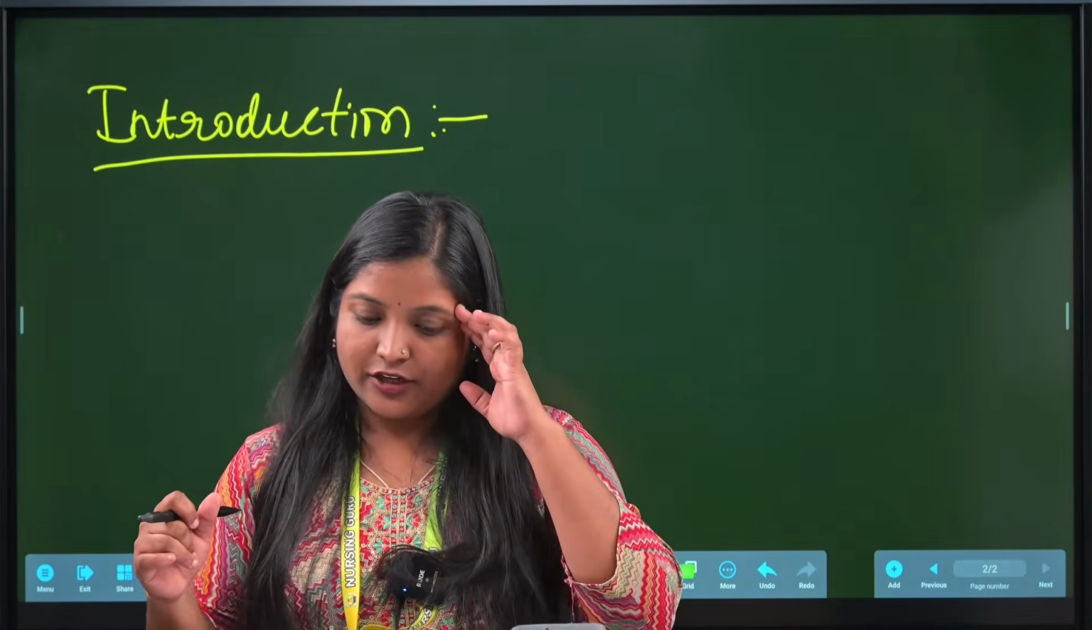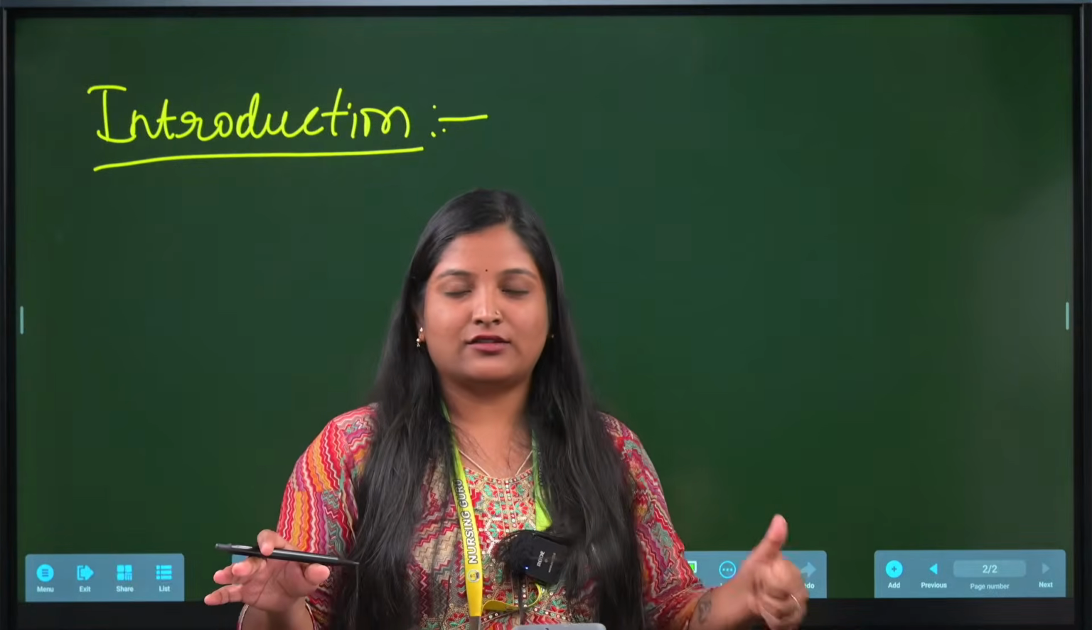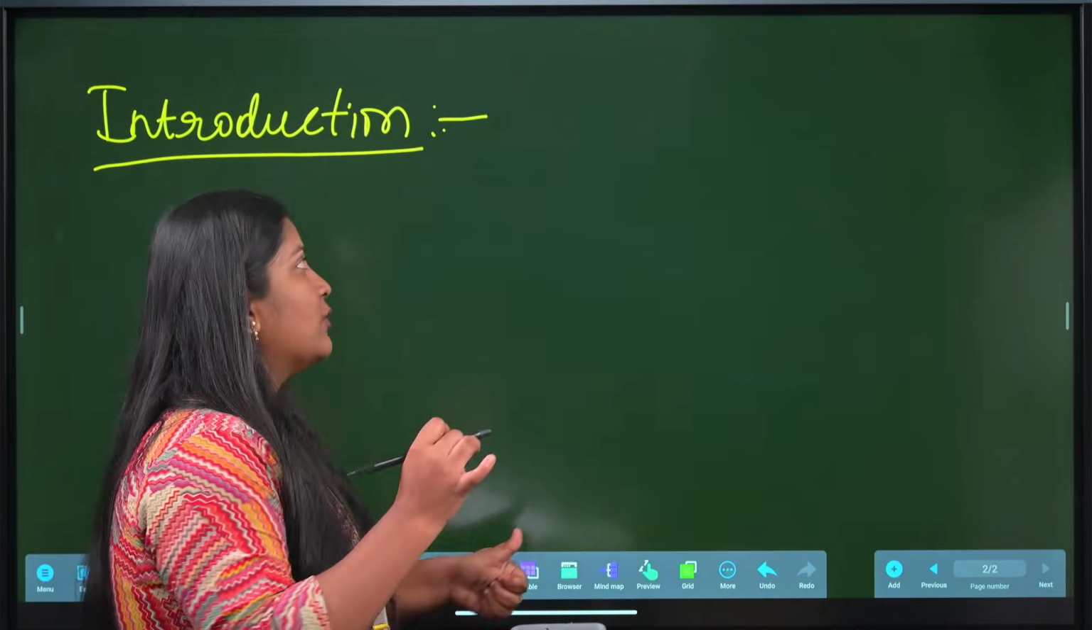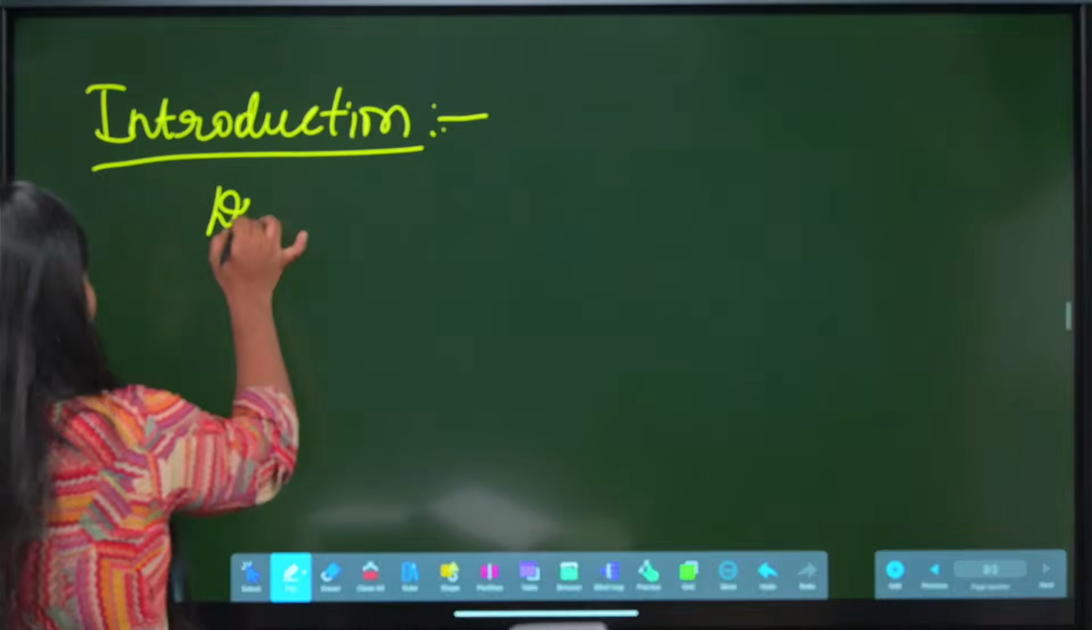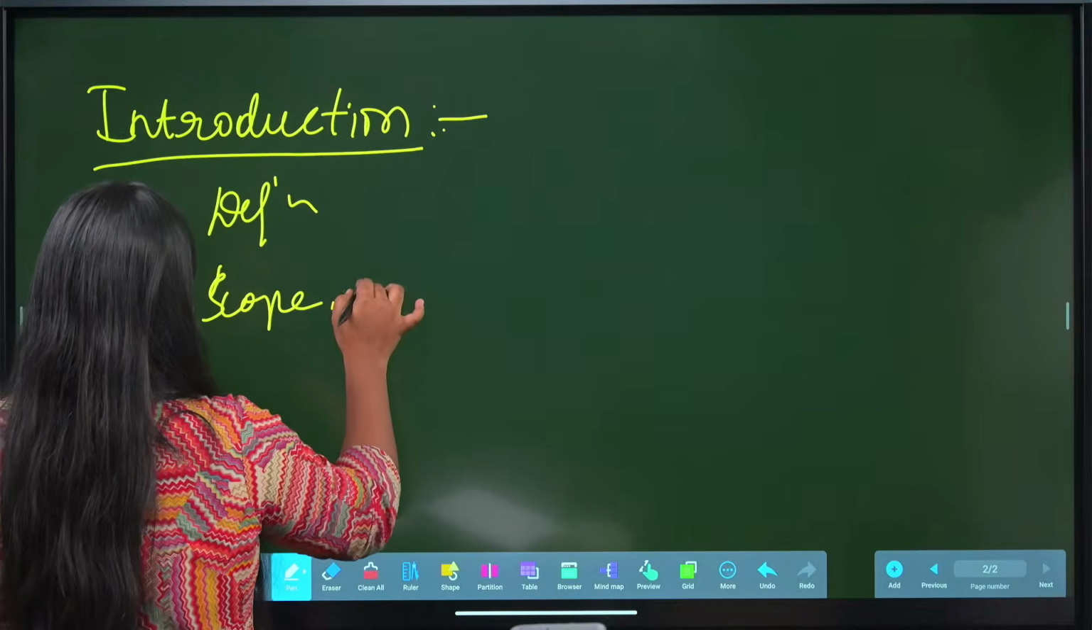So the unit covers the definition, the nature, the scope of sociology, and the significance of sociology in nursing. Only these will be there: definitions, scope, nature.